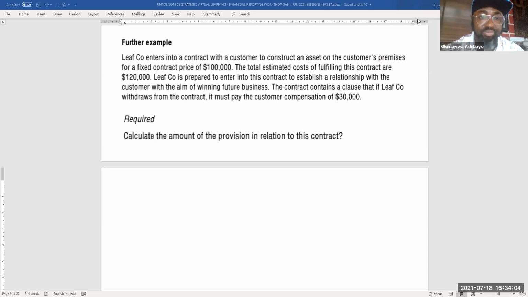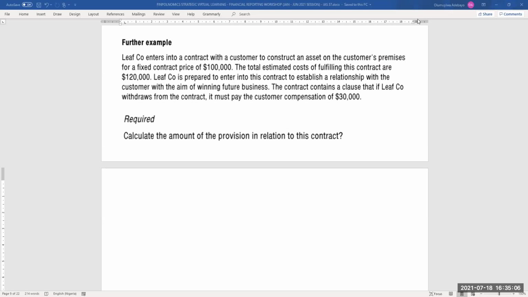Now, who can narrate what has happened so that can give us guidance towards solving the problem? So what happened is that LIFCO, being the contractor here, is to construct something on the customer's premises, but the contract price is $100,000, and the cost of fulfilling the contract is about $120,000, that is $20,000 above the contract price, so it's a loss-making contract. But LIFCO is prepared to enter into the contract, despite the loss, just in order to win future contracts from that same customer. But there's also a clause in the contract that says that if he withdraws, LIFCO must pay $30,000 to the customer.